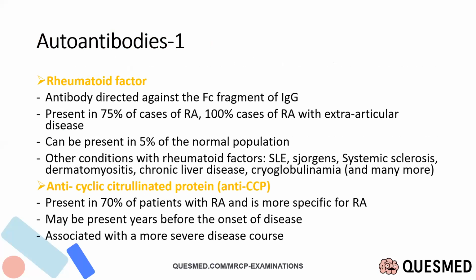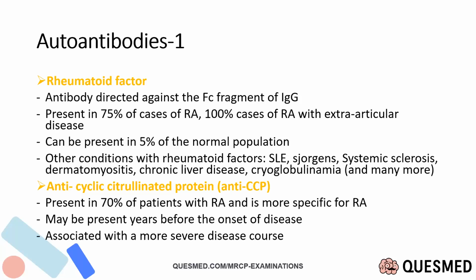So starting with autoantibodies. These are something that I would just really try and memorize for the exams. They're quick and easy marks. Starting with rheumatoid factor, this is present in a lot of cases of rheumatoid arthritis, 75%. And if you have any extra-articular features in your patient, then they will almost certainly have rheumatoid factor present. It can also be present in the normal population. And something to be aware of, it can be present in other rheumatological conditions, particularly Sjogren's and lupus, but also can be raised in chronic viral conditions or liver disease. So just to be aware.